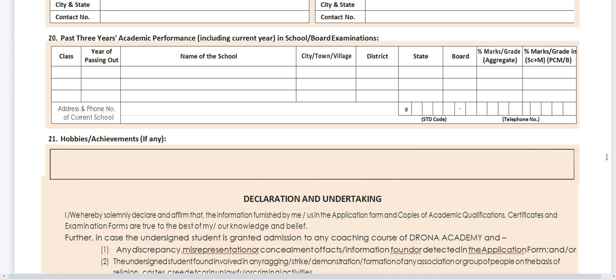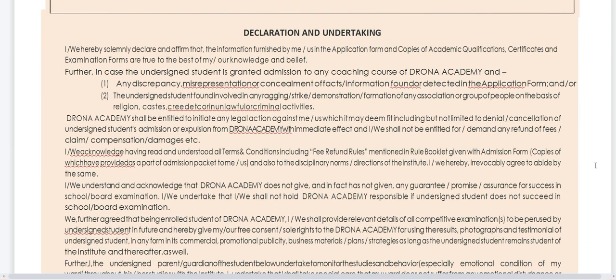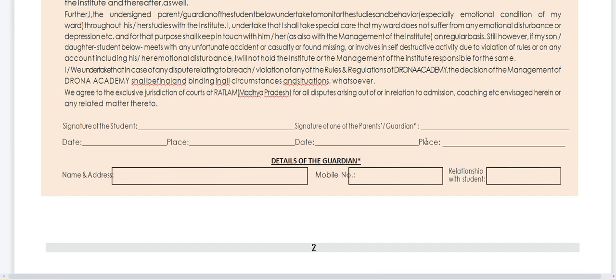Now next will be the declaration and undertaking, that you have to read by yourselves carefully before completing this particular form. After that, you have to provide your signature, that will be the sole signature of the student, the date, that will be the date of submission on which you are submitting the form, and the place will be Ratlam. Then the signature of the parent and guardian. You have to strictly read all the points given, and after that we recommend signing this particular document. Then the date and the place, again that will be the date of submission, and the place will be Ratlam.